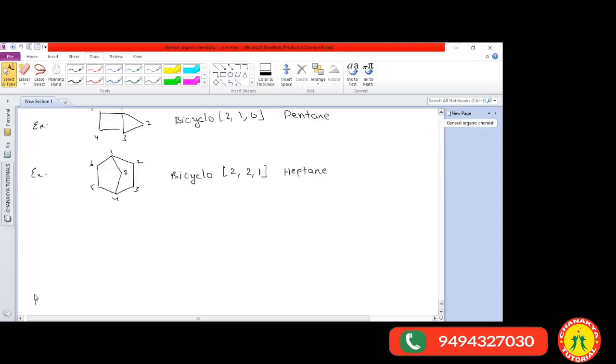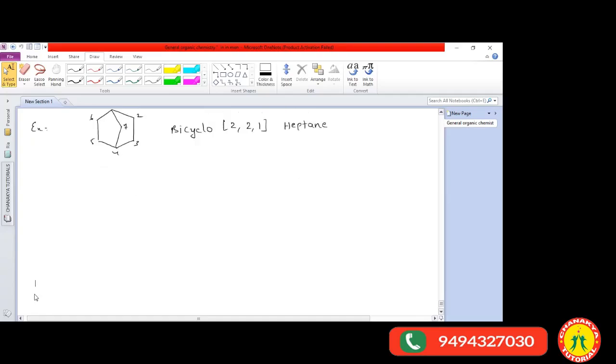Yesterday we had seen some examples. Now we'll try some more examples for bicyclic compounds only. Today we'll finish the cyclic compounds. So what is the IUPAC name of the given bicyclic compound?